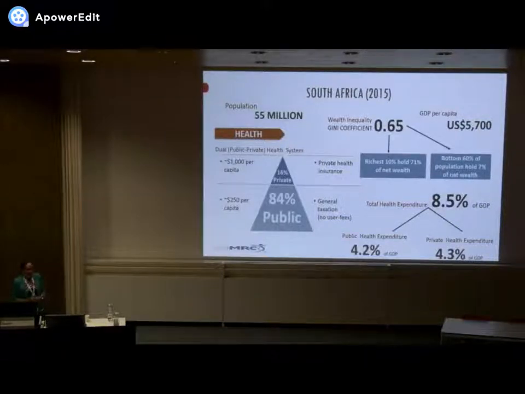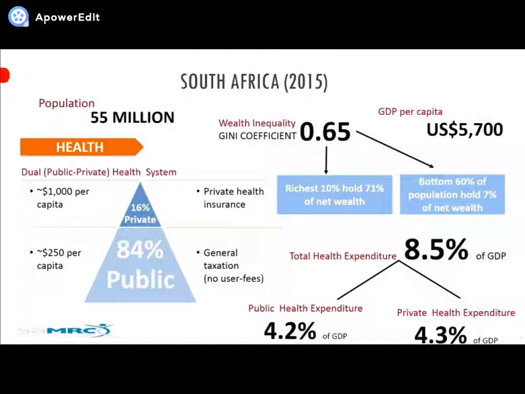But the situation in South Africa is quite unique. With a population of 55 million and a GDP per capita of approximately $6,000, South Africa is one of the countries in the world with the highest inequality index. And so simply looking at maximization of healthcare benefits within a given budget doesn't quite cut it, because approximately 10% of the richest population holds 71% of the wealth, and the bottom 60% of the population holds only 7% of the net wealth.